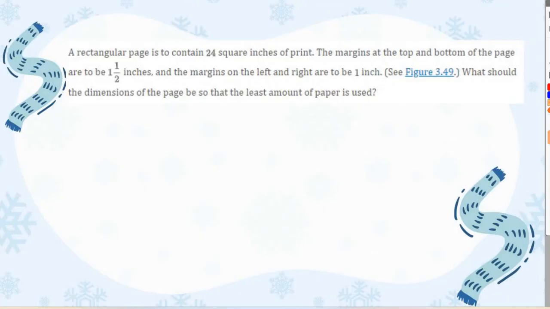So it says a rectangular page is to contain 24 square inches of print. The margins at the top and the bottom of the page are to be 1 and 1/2 inches, and the margins on the left and the right are to be 1 inch. What should the dimensions of the page be so that the least amount of paper is used?